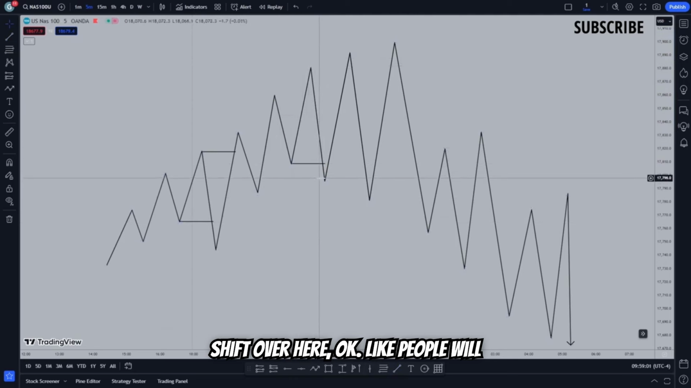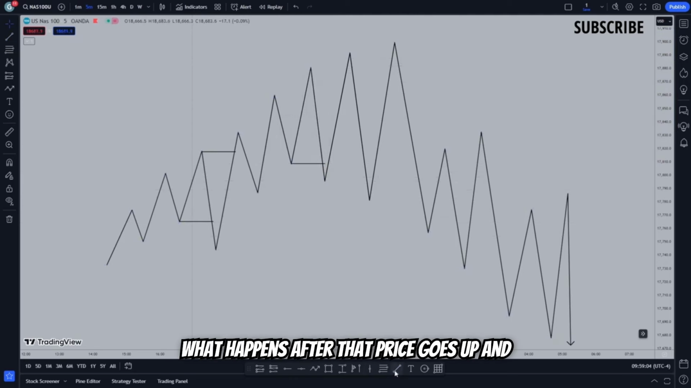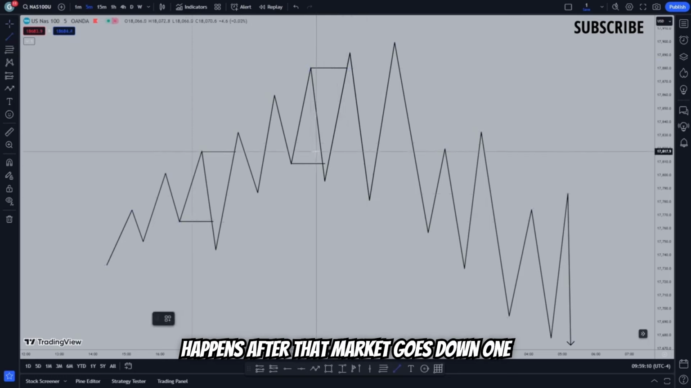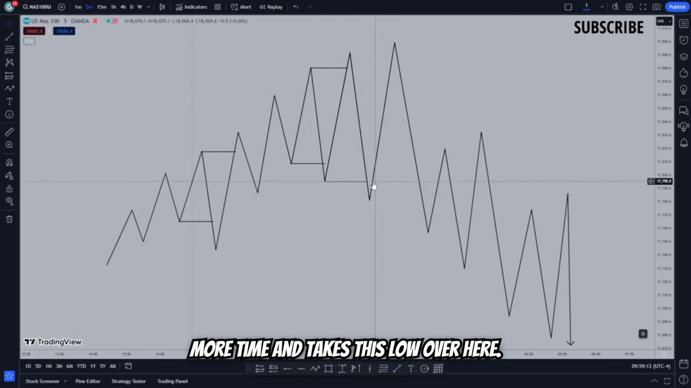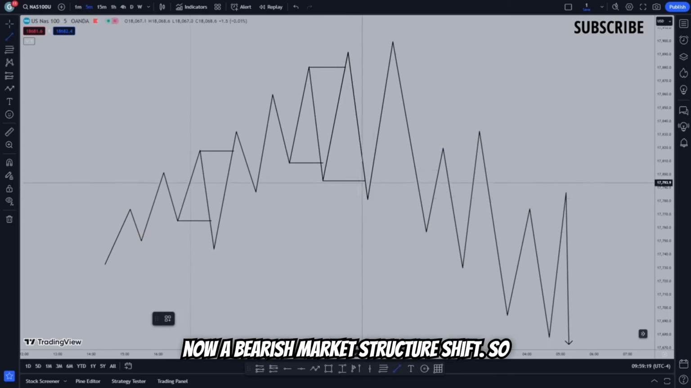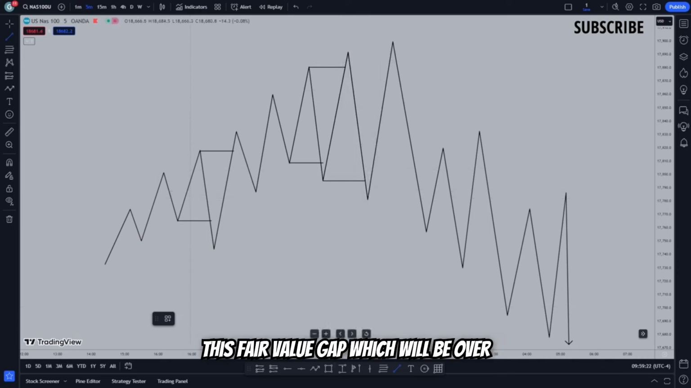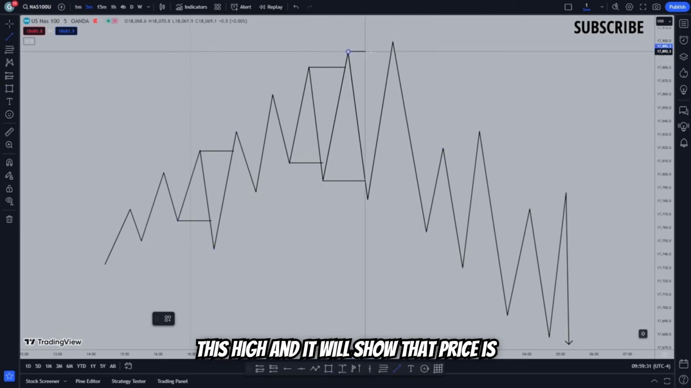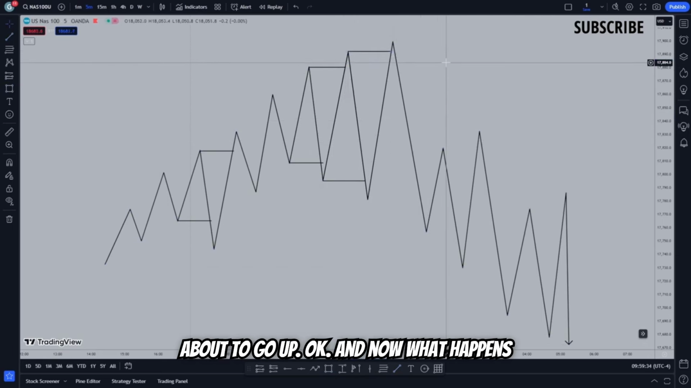Okay, people will think that price will start to fall, but what happens after that? Price goes up and takes this high. Okay, and then what happens after that? Market goes down one more time and takes this low over here, and then people will think this is now a bearish market structure shift, so now price will fall after rejecting from this fair value gap, which will be over here, or any order block, or anything which they think of. But what will happen? Price will go up and take this high, and it will show that price is about to go up. Okay, and now what happens after that?